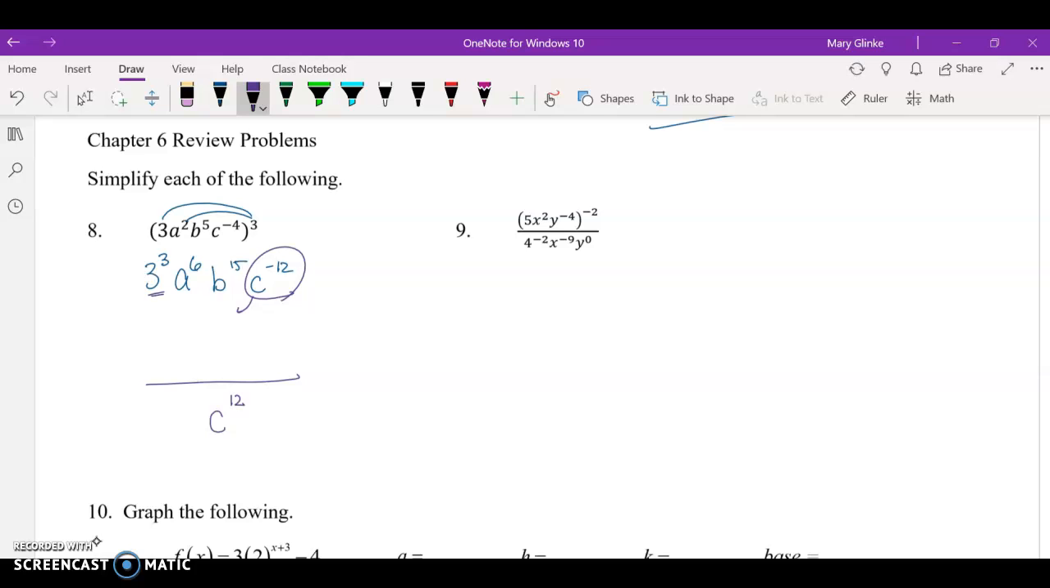3 cubed, I can do 3 times 3 times 3 to get 27. And a to the 6th and b to the 15th have nothing else to do, so that's going to be our final answer.